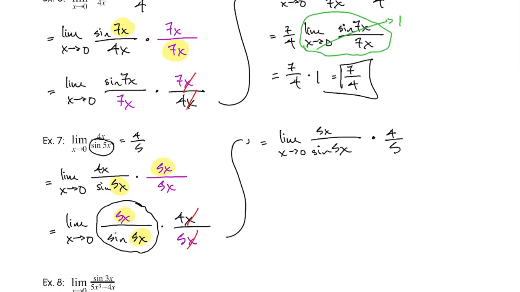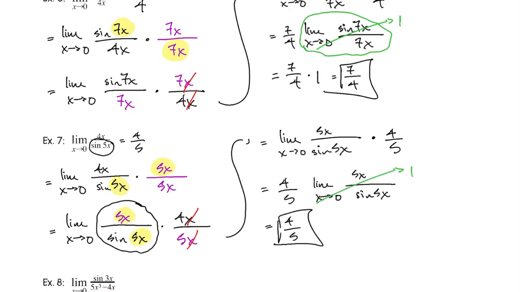Same thing, 4/5 is a constant. 4/5 is not being signed, so I can bring that out to the front, or I can factor it out. And the expression that I have left, well, that goes to 1. And that is why we have an answer of 4/5.